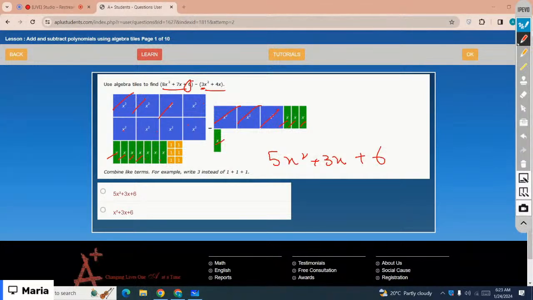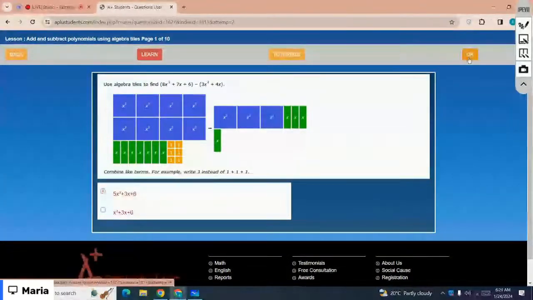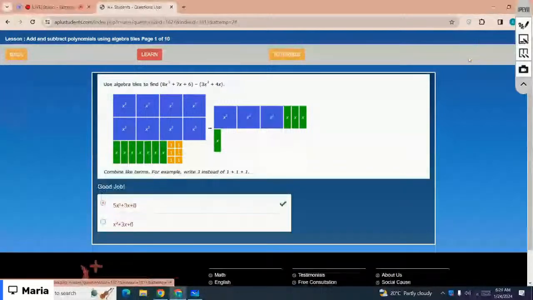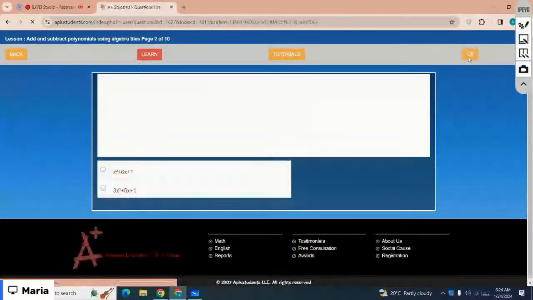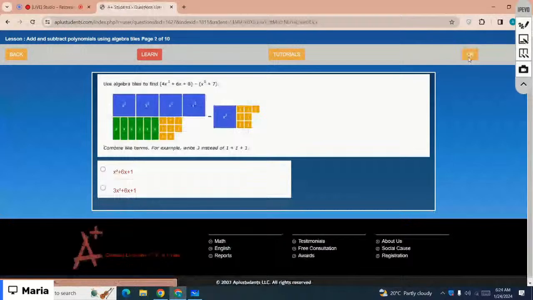Got it? Basically, when you have to subtract, you need to cancel out the matching tiles. When you need to add, you have to count them together. The next one is, use algebra tiles to find 4x square plus 6x plus 8 minus x square plus 7. So which is the correct option?